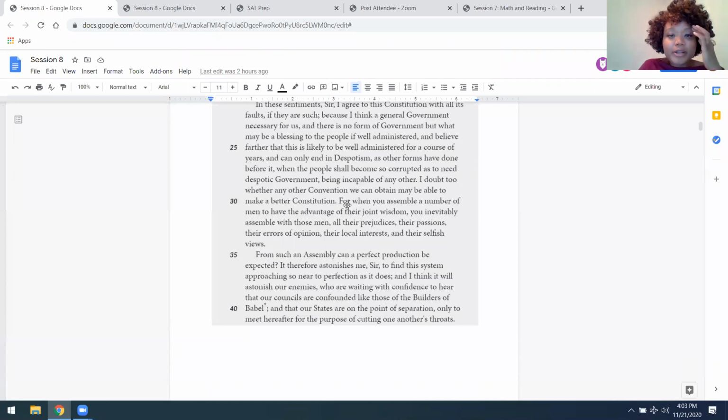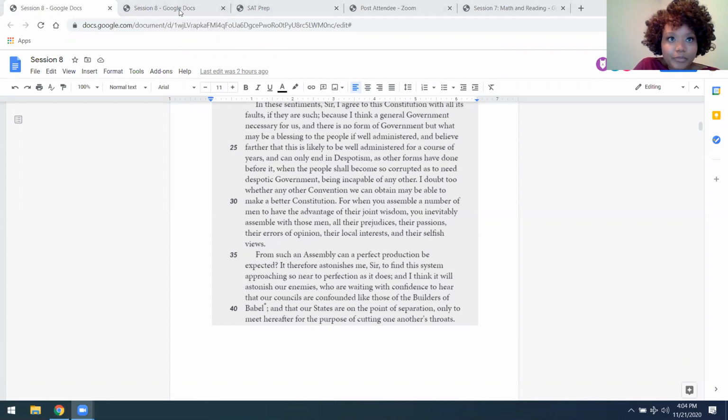Okay, right here. For when you assemble a number of men to have the advantage of their joint wisdom, you inevitably assemble with those men all their prejudices, their passions, their errors of opinion, their local interests, and their selfish views.